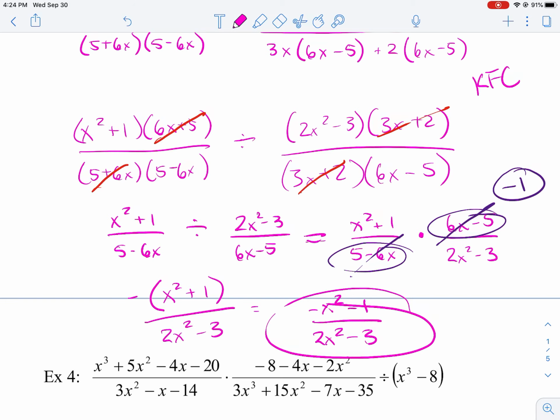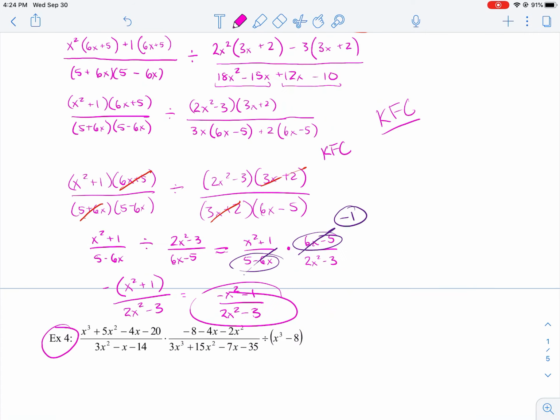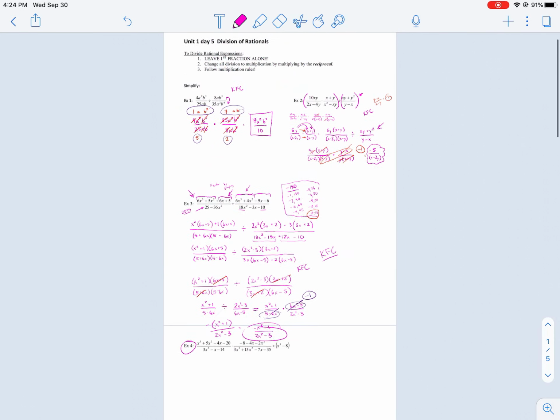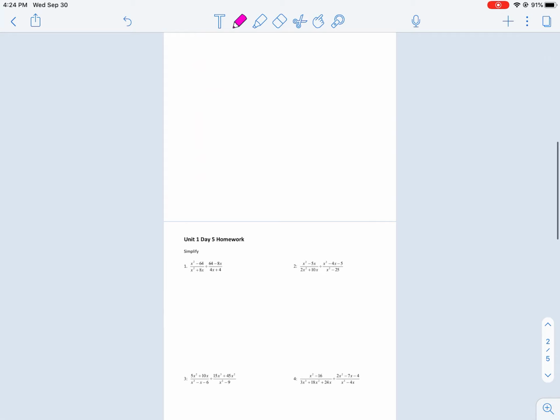And so, we will do number 4 in class. That's just an idea of what is to come with these division of rationals.